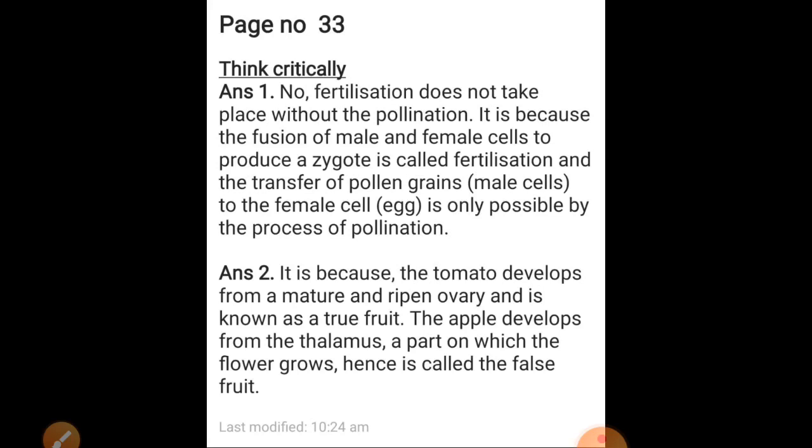So students, these are the answers of lesson number 2. Hope you get it. You all have to write it.